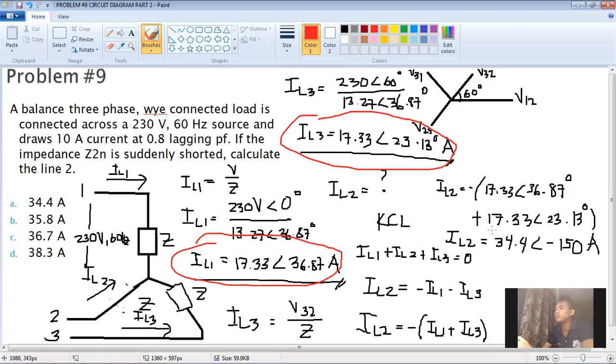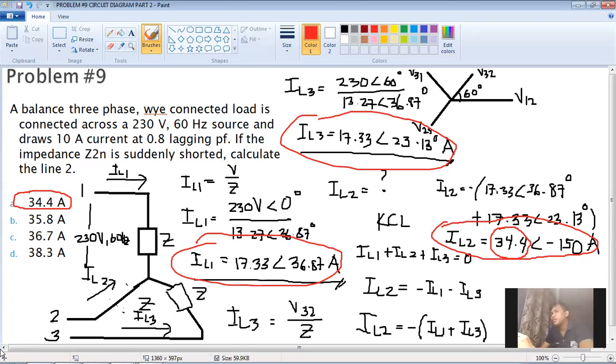So our current for L2 upon calculation will be 34.4 angle of negative 150 amperes. So this is our current. But take note, we're talking about the current, so that will be here, 34.4. We'll just check if our 34.4 is in the choices. As you can see here, there is 34.4 amperes. So upon solution, our answer is correct.